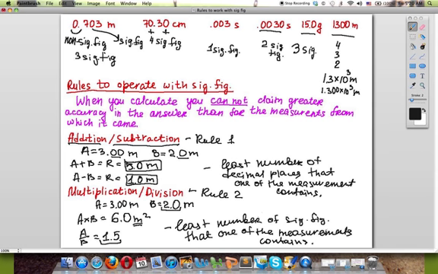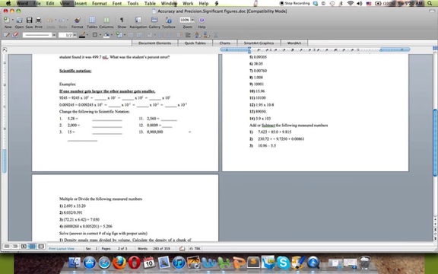Okay, so there is a worksheet that you have, where you add or subtract the following measurements, and multiply and divide. I'm going to do one example from each, so that we can see how it works.